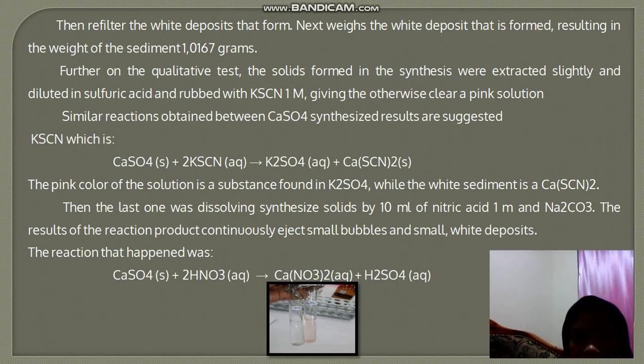Then, lastly, the synthesized solid was dissolved in 10 ml of nitric acid, 1 molar Na2CO3. The result of the reaction product continuously ejected small bubbles and a small white deposit.